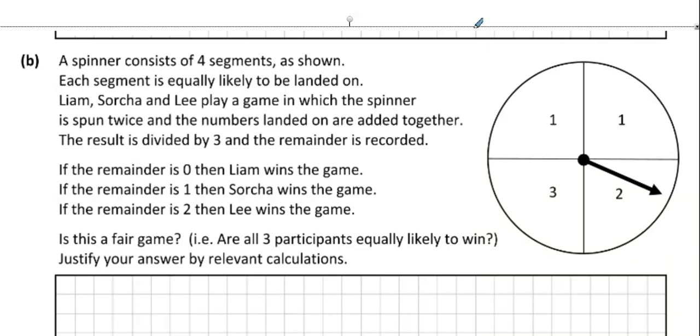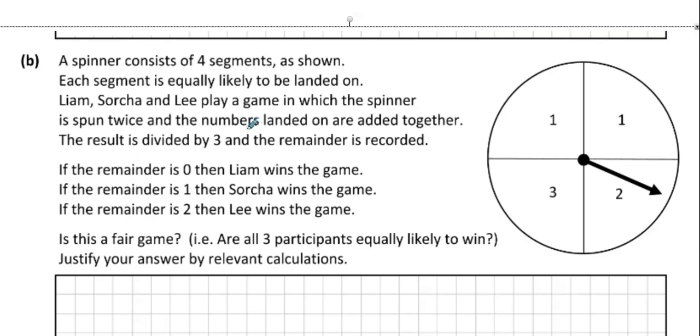If the remainder is 0, Liam wins the game. If the remainder is 1, Sorka wins the game. If the remainder is 2, Lee wins the game. Is it a fair game? Are all 3 participants equally likely to win? Give your answer by relevant calculations. Okay.